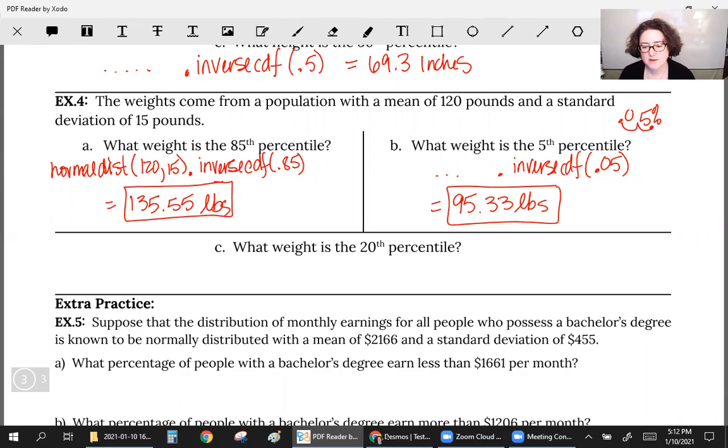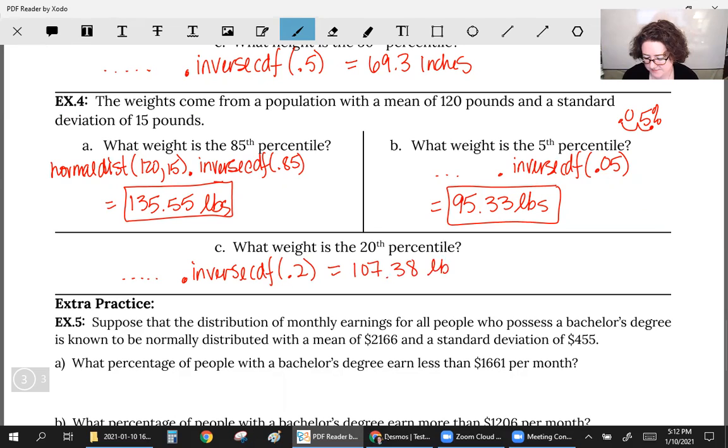Okay, what weight is the 20th percentile? Again, so is that going to be greater or smaller than our mean? Yeah, 50% goes at the mean, so 20% means we should expect a value that's smaller than our mean. So again, everything with normal dist gets typed in the same way. We just change the last piece. So inverse CDF 0.2 or 0.20 doesn't matter. It'll interpret both. If you plug that in Desmos, you should get 107.38 pounds.